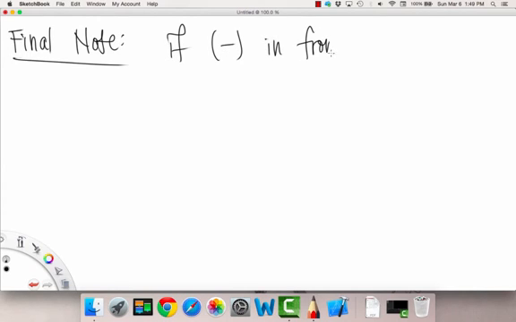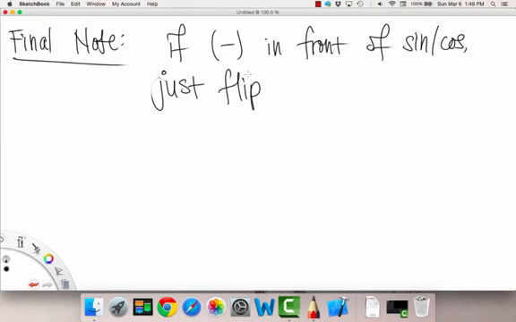Alrighty, so now one final note. Here's another kind of transformation that we could have. Don't worry, this isn't very long at all. Basically, if you have a negative sign in front of your sine or cosine, this is what you do. This just means a vertical flip. Just flip all of your points vertically.